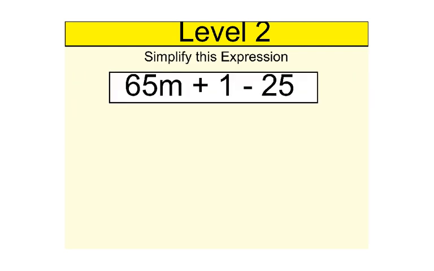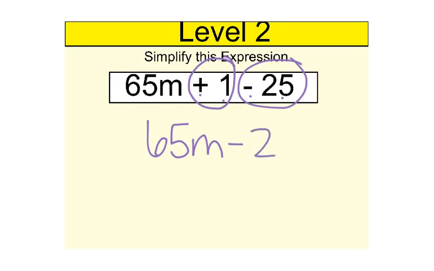The second way you can do this problem is just another alternative: finding your like terms without actually doing the plus and negative thing. That's great. I'm going to circle my plus 1 and my minus 25, and then I just go in order. Positive 1 minus 25. What is positive 1 minus 25? Well, it is a negative 24. Done.